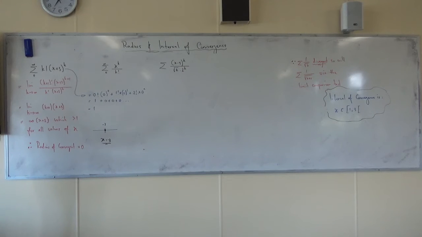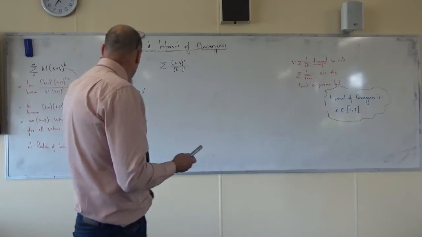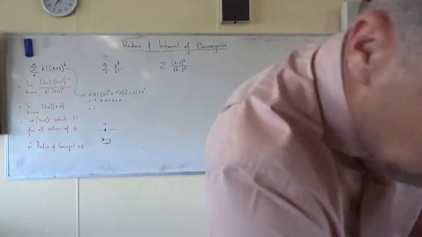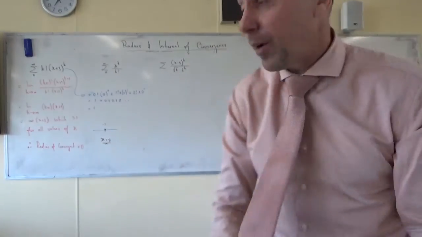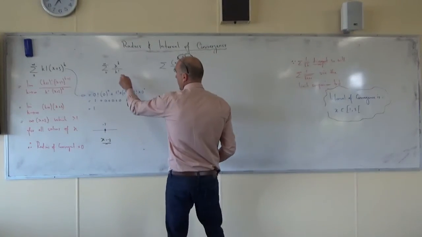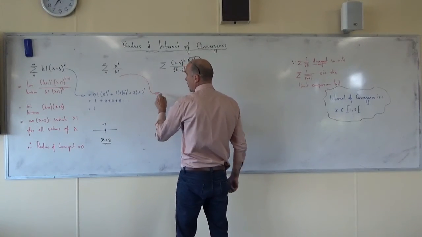What was the next one? I said it could converge for all values of x. Let's see if that's the case here. So we'll check this particular problem and see whether this is the one where it's going to converge for all values. Let's just check that. So we'll come over here. Here we go. Let's apply the ratio test.